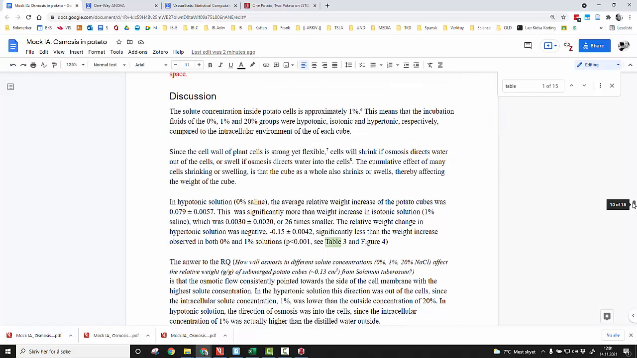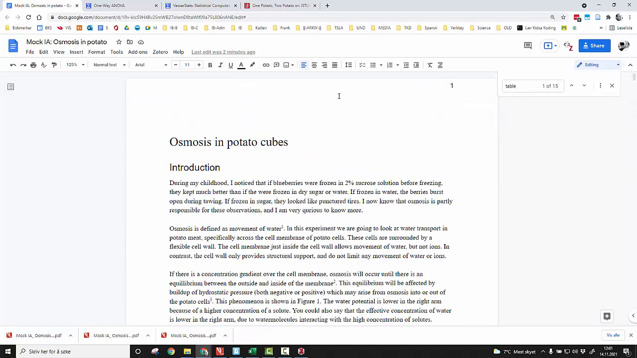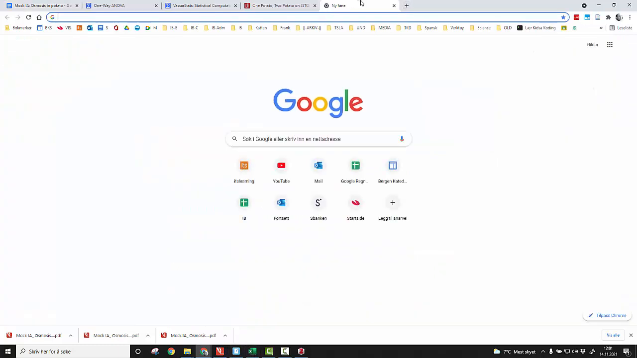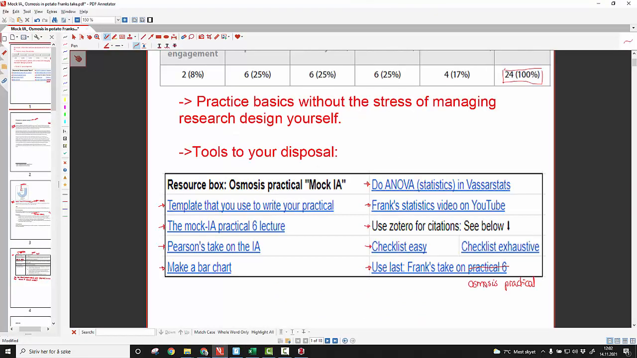So now I want to go back and just show you the resources. So, remember the box with the references I showed you? You can use these checklists to go through the mock IA and check if everything is okay. You can either choose this easy checklist or the exhaustive checklist.